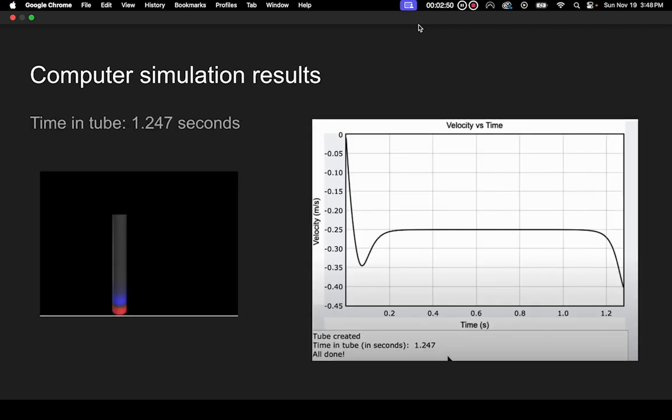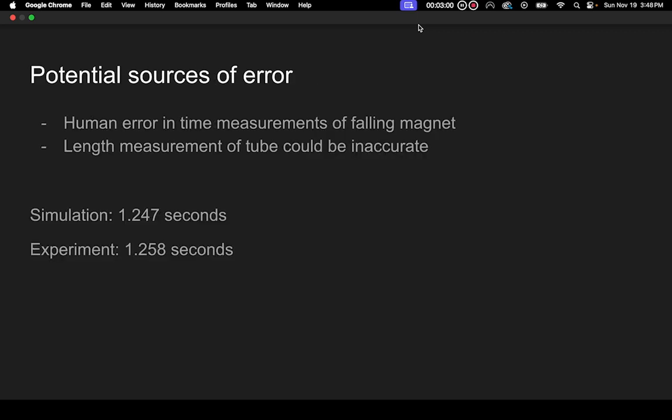This is the result. As you can see, I also graphed the velocity, but the main thing that we're looking for is the time, 1.247 seconds in the tube. Now we can compare these two, right? We have 1.247 seconds from the simulation and 1.258 from the experiment.